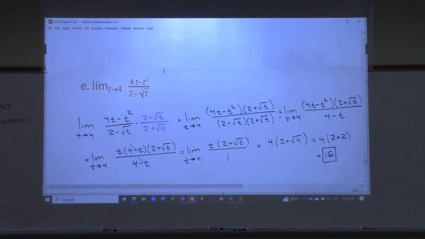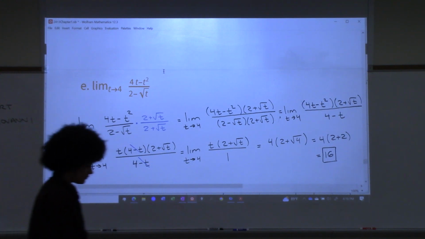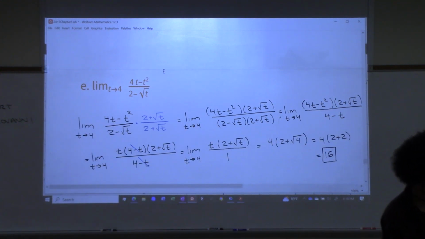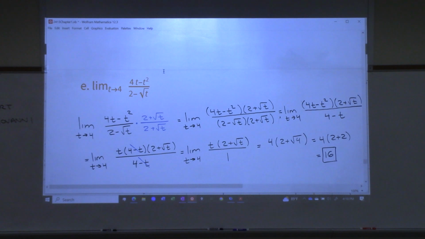The square root, where's it negative? So that's where the answer. I'm not sure where you're saying negative. Never mind. You sure? I got 16. You got 16.